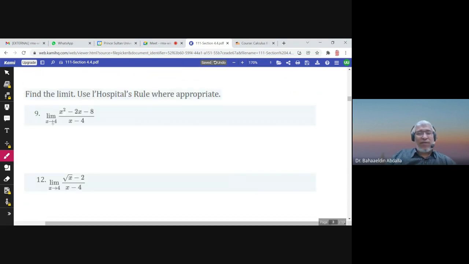Some exercises, replace x by 4. 4 squared 16 minus 8 minus 8, so that's 0. 4 minus 4 is 0. So I'll use L'Hopital's rule. If you remember, I can solve this question by factoring. We learned how to solve this by factoring in chapter 2.